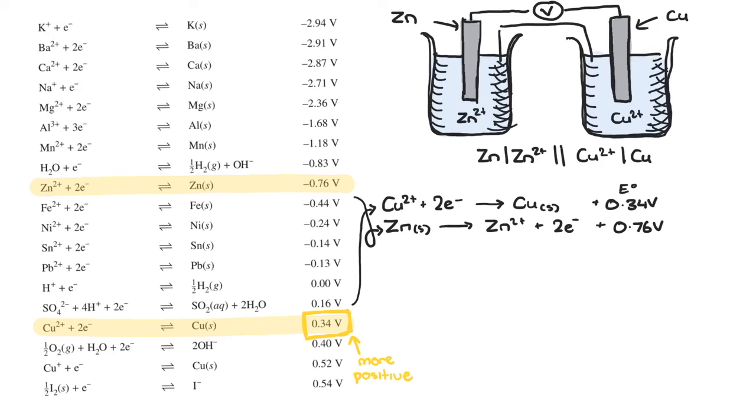The total cell voltage is simply the sum of the half cell E values. This means that under standard conditions, the cell will produce a voltage, technically an electromotive force or potential difference, of 1.10 volts. Let's try another example.